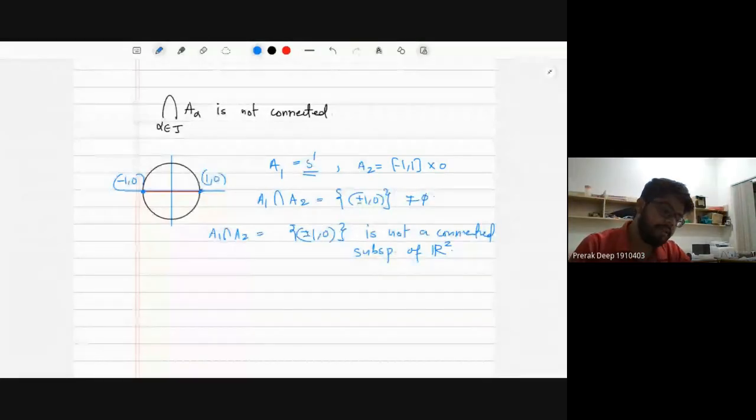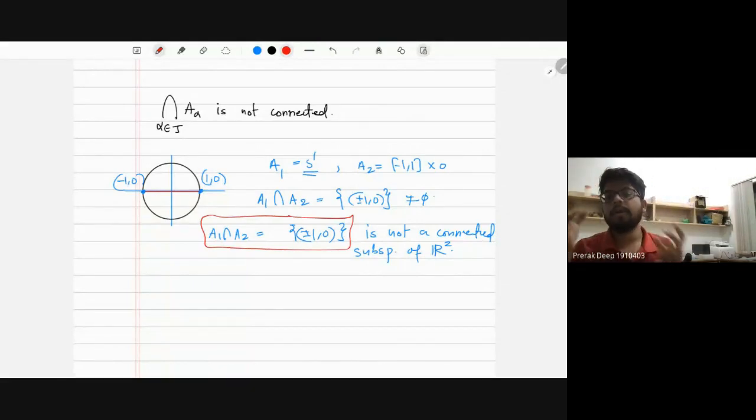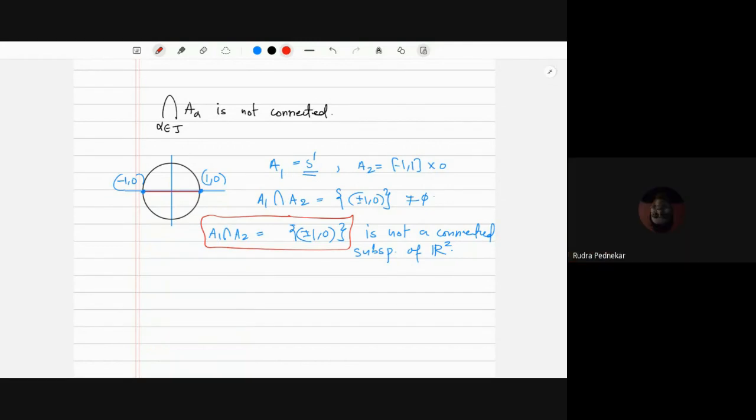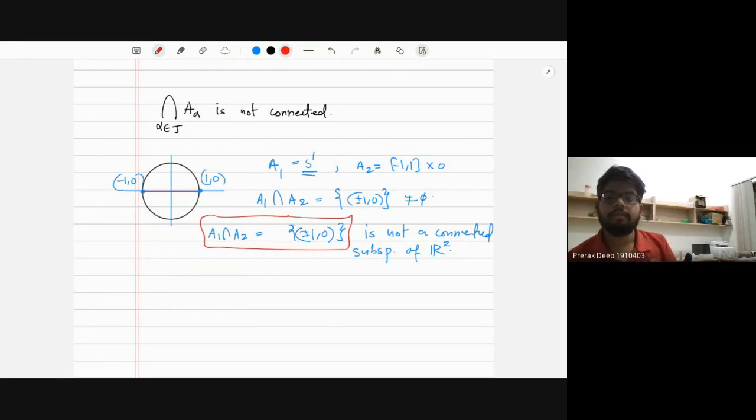When I am saying the intersection, I'm only looking at this part. I'm considering this as a different subspace. It is no more part of A1 or A2. It is a different entity now. Now you want to talk about the topological properties of it, which is connectedness and path connectedness of this thing. So now, is this entity a connected subspace or not?